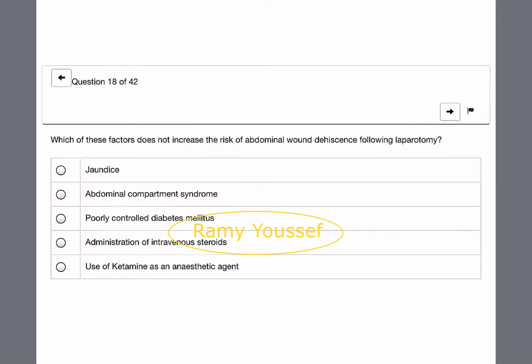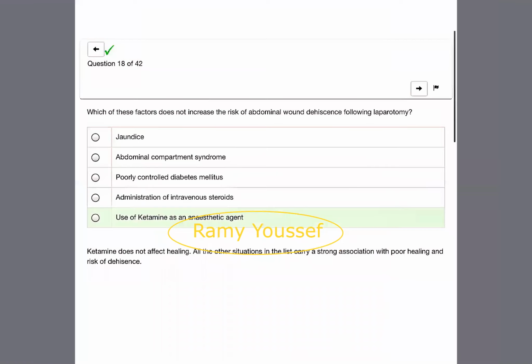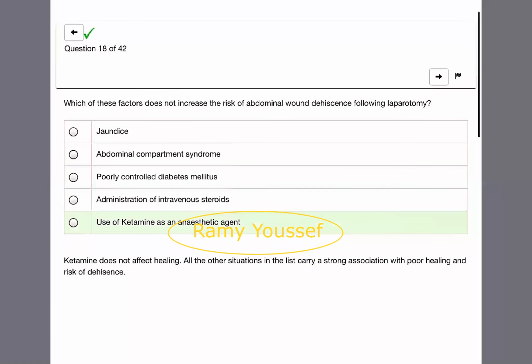So the question is, all of the following will cause abdominal dehiscence except. Jaundice will cause it, compartment syndrome will cause it, uncontrolled diabetes will cause it, and administration of intravenous steroid decreases fibrosis and decreases the healing, so it will cause it. Use of ketamine as an anesthetic agent will not interfere with wound healing.